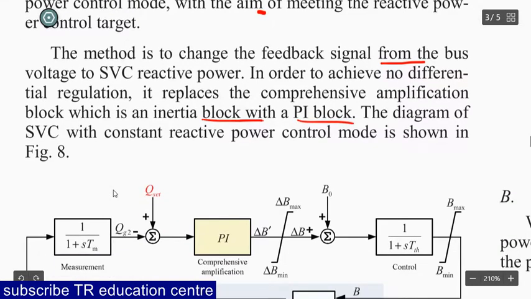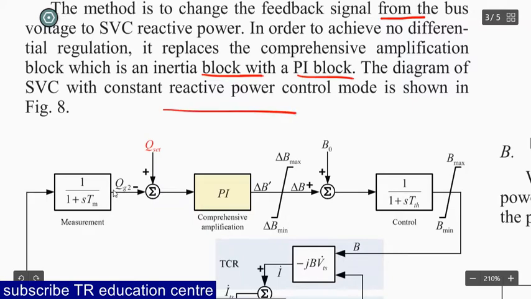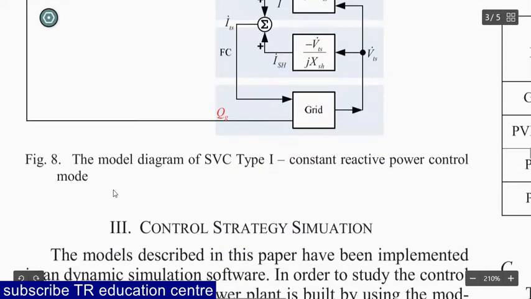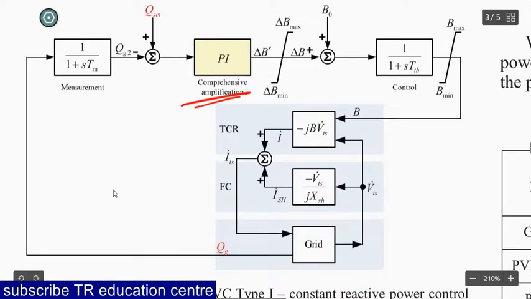The diagram of the SVC with constant reactive power control is shown in the figure, and the comprehensive amplification is compared to the PI block. The model diagram of SVC constant reactive power control. So this is used for constant reactive power control.